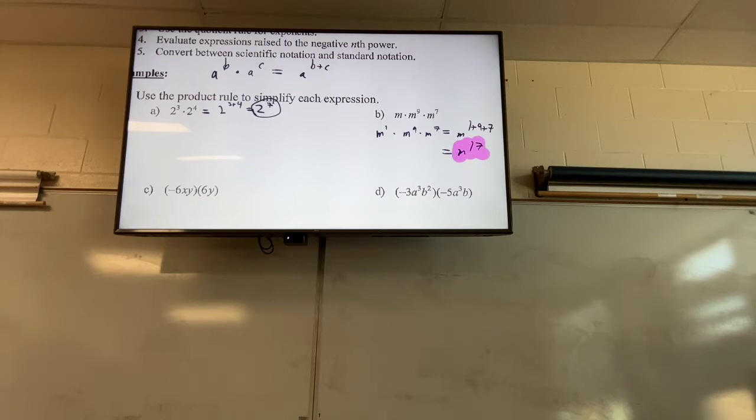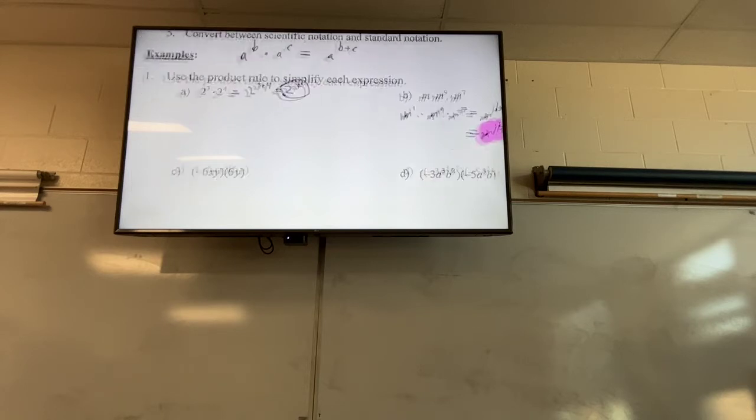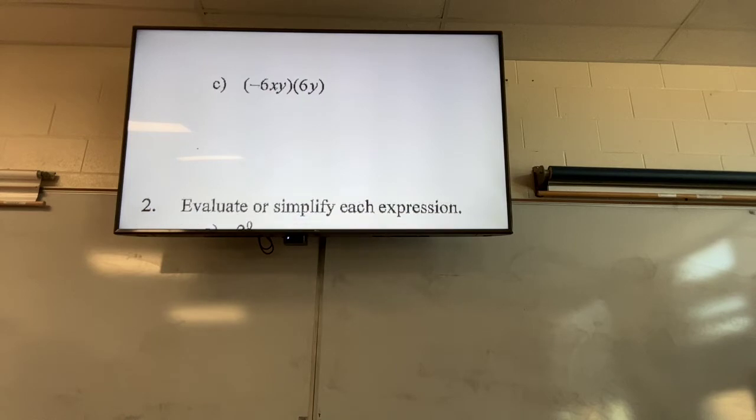The way these problems get hard is when you have to use all 4 of these rules on a huge expression. D is getting a little big. What about this one? What about C?